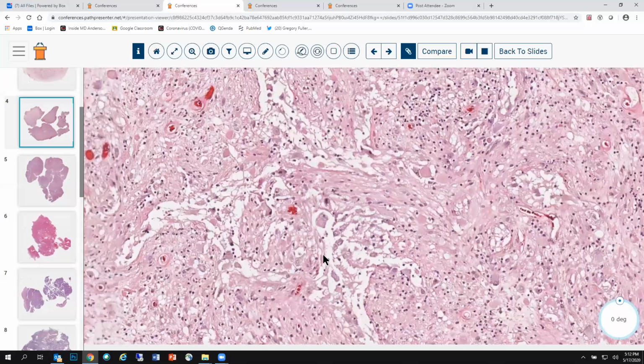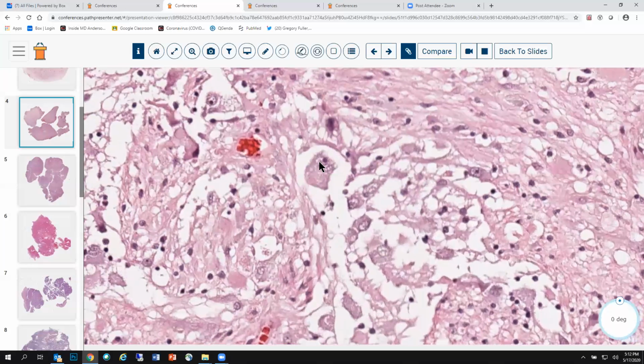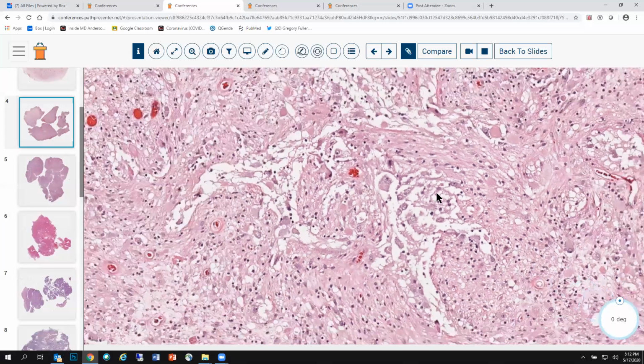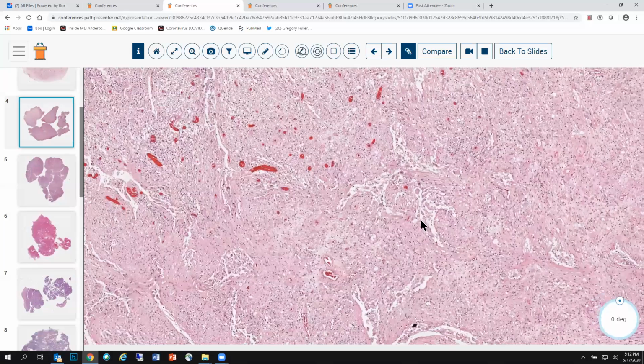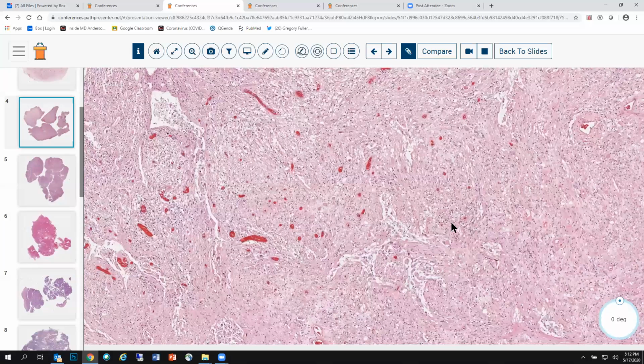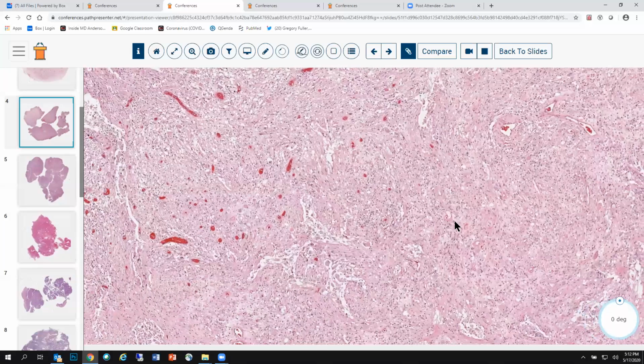Here's another great area. We look at this. These are clusters of ganglion cells in conjunction with the spindle pilocytic-like background component. This is ganglioglioma, classic ganglioglioma. How might we have suspected ganglioglioma before we even looked at the histology? If we had looked at the pre-op imaging.